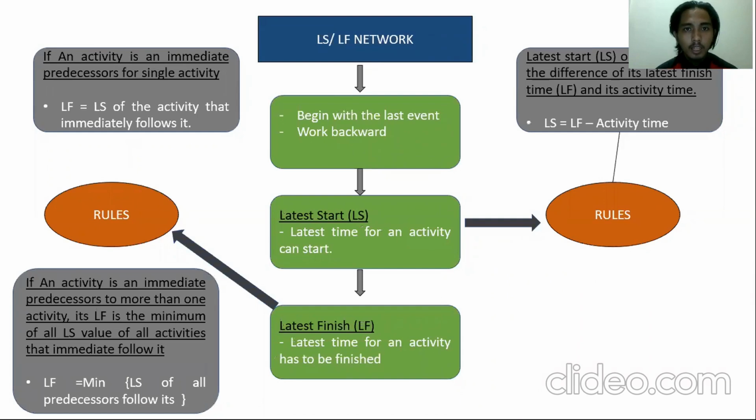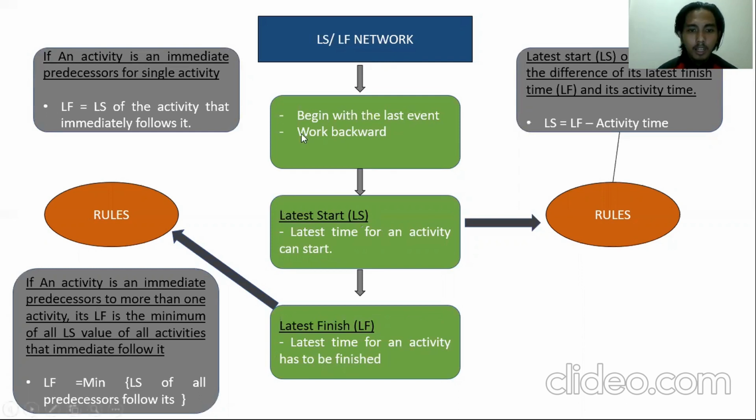For the LS-LF network, this network begins with the last event and works backward. The definition of the LS is the time an activity can start, and the definition of the LF is the time an activity has to be finished. The rule for the LS is the difference of its latest finish time and its activity time. So the LS is equal to the LF minus the activity time.